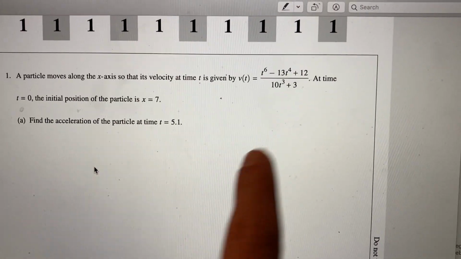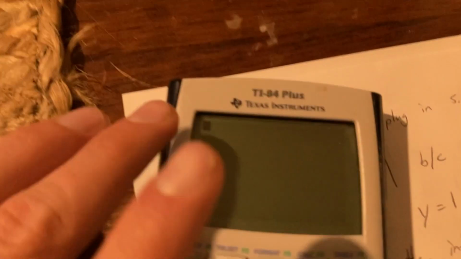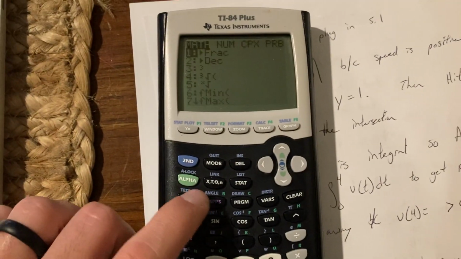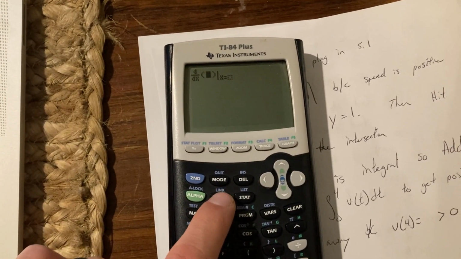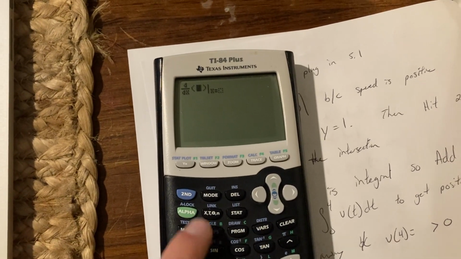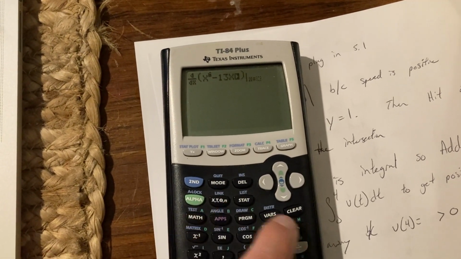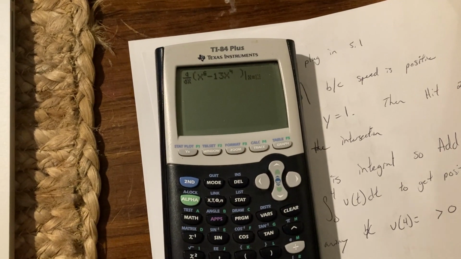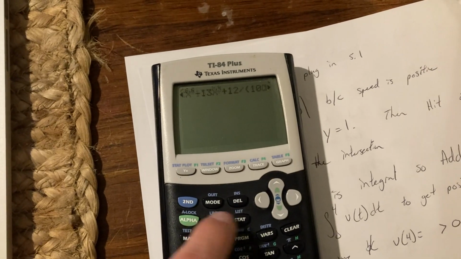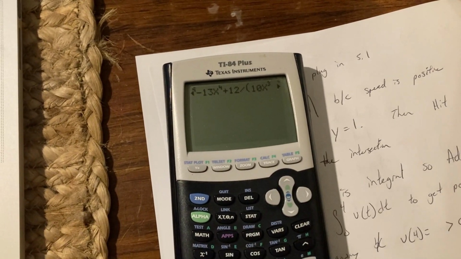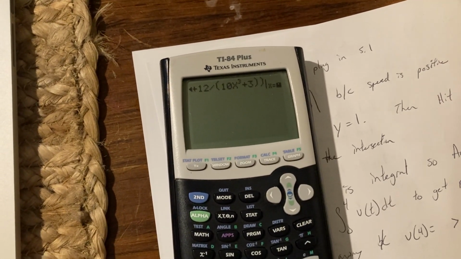Okay, find the acceleration. That's simply the derivative of this at this time. On our graphing calculator, you hit math and then number 8. That's our derivative. So here we go, d/dx, and now it's just trying to put this in correctly. x to the 6 minus 13x to the 4th plus 12, divided by the quantity 10x to the 3rd plus 3. So we close the parentheses, and it's evaluated at 5.1.